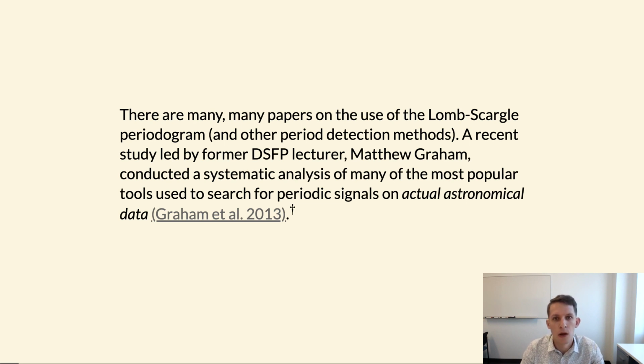astronomical data. There is a pretty good summary led by former DSFP lecturer Matthew Graham and some colleagues, where they took a systematic look at several of the most popular algorithms that are used to search for periodic signals. In particular, they actually tested these methods on actual astronomical data. So there were no idealized conditions or forced uncertainties, where you don't have these weird outliers that we almost always see in astronomical time series. So I highly recommend that paper. Somewhat to my dismay, there is no single right answer.